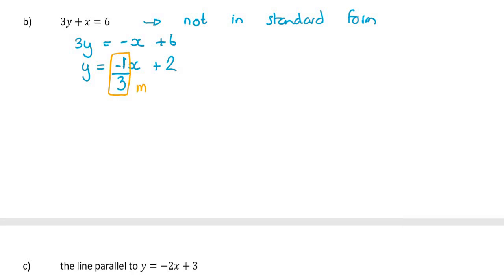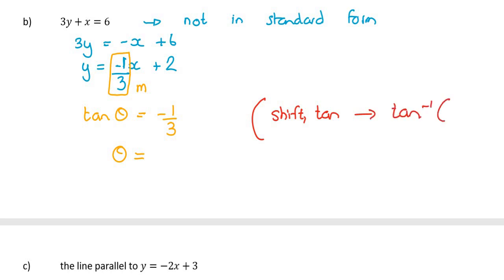So that's my gradient. So now I know that tan of my angle of inclination will equal my gradient. So I say theta equals, and what I do in my calculator, I push shift, then I push tan, and it'll look like tan minus 1, and I put negative 1/3, and when I push equals, something happens. Now what happens? I get negative 18,43 degrees.